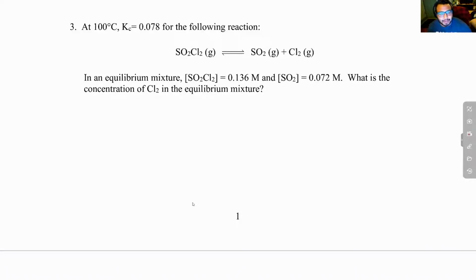Okay, so let's get started with another problem. This is number 3 on the chapter 15 review sheet. In this case, we're given a chemical equation, the SO2Cl2 breaking up into SO2 and Cl2. It's like a decomposition. At 100 degrees Celsius, our Kc value is given to us.